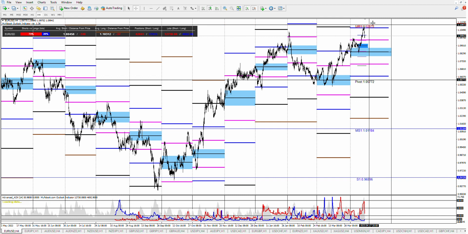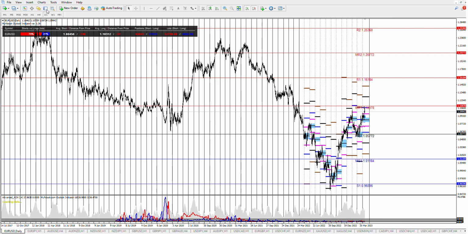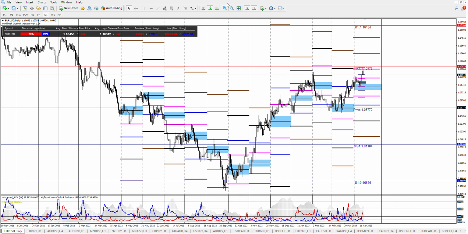and very likely we might push back to R3, this level, H3 or R3, which is at 1.09. After we break this, we might push back to R3, and from there we might go to R5. Where is R5? You have to go on the daily chart to see how far it is.